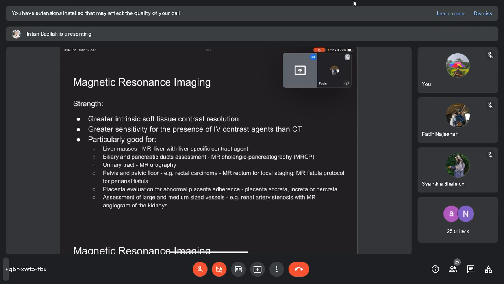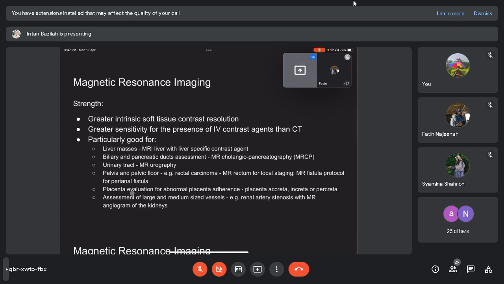Next is the urinary tract. We can do MR urography, and pelvis and pelvic floor for rectal CA, for local staging. You know that this is a standard imaging protocol. When you see rectal CA, for example in CT TAP or from colonoscopy, they will request MRI rectum. This is for local staging. From local staging, they will determine the next management, whether they want to operate first or give chemo first.